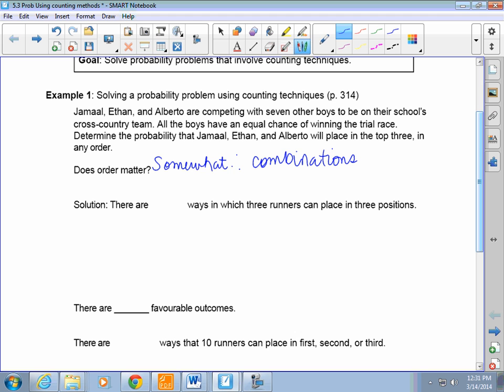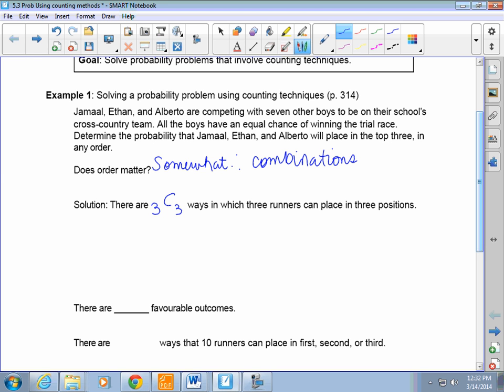So if we look at this as a combination, it says there are blank ways in which 3 runners can place in the 3 positions. So top 3 positions, we have first, second, third, so there's 3 positions, and we're looking at choosing 3 people to go in those positions. So it would be 3C3 ways of doing that.